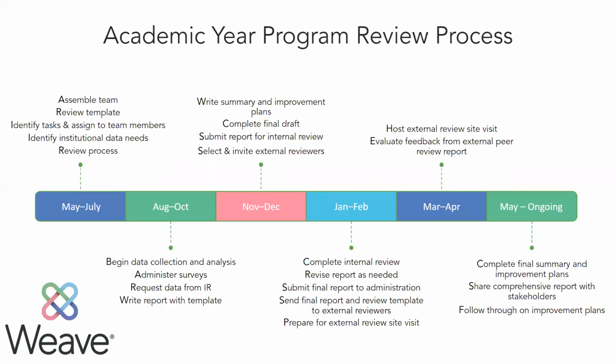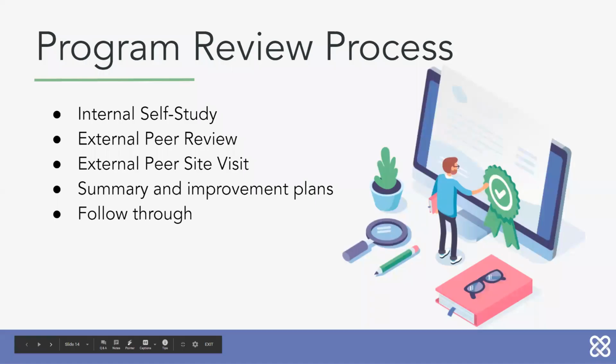So in this process, if you want to go to the next slide for me, the program review process includes all of those different buckets that you saw on the timeline. There are many elements that are important for the review process. Every institution, including yours, may have different labels for these elements. So I'm just going to go over them with what we call them. You can call them whatever you like.